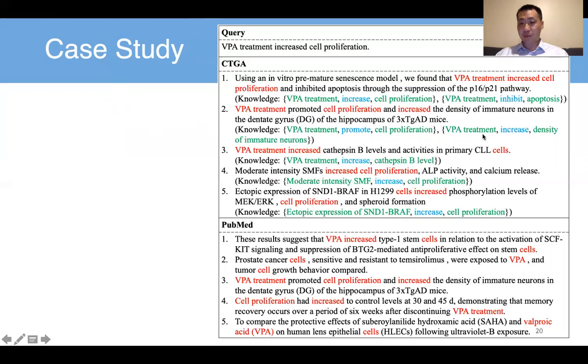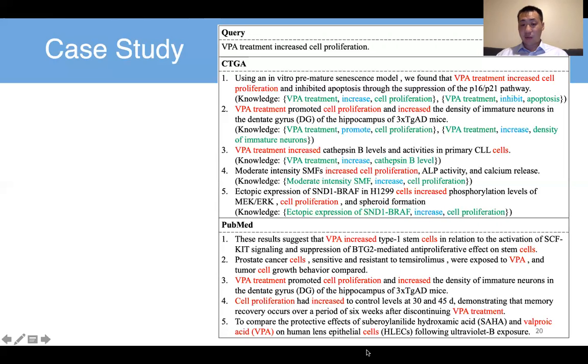Like the VPA treatment can increase some other things, like the density of immature neurons, or they can promote something. So promote, increase, there are kind of similar relations with increase, okay? And also some other, this is the 4th or the 5th, they're talking about what other things can increase the cell proliferation besides VPA treatment. What else can also increase the cell proliferation?